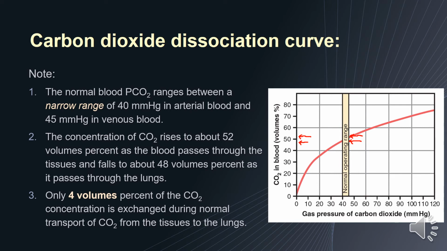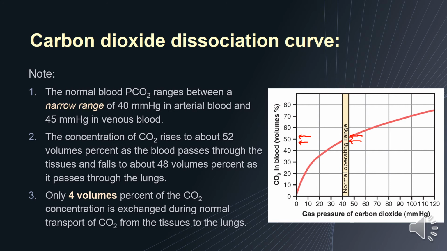wide range of action between partial pressure of oxygen of 40 in the venous blood and partial pressure of 97 millimeter mercury in the arterial blood. Here the range for the carbon dioxide is between the value of 40 and 45 millimeter mercury. So it is a narrow range.